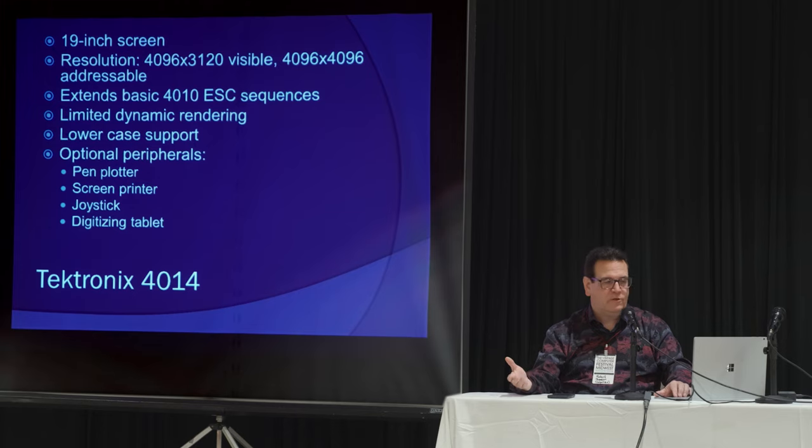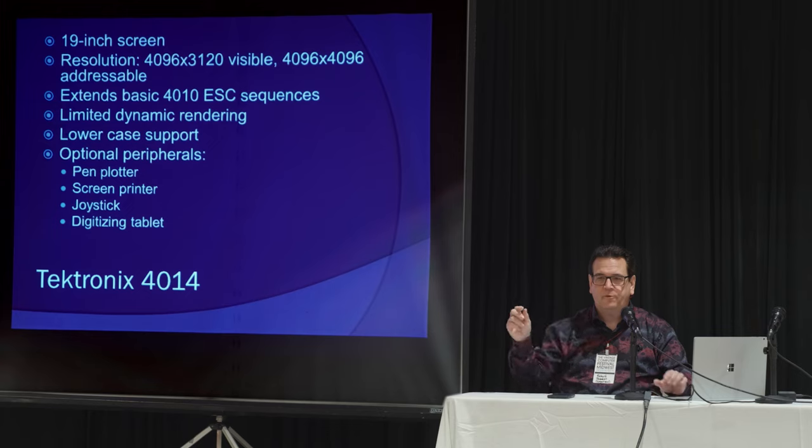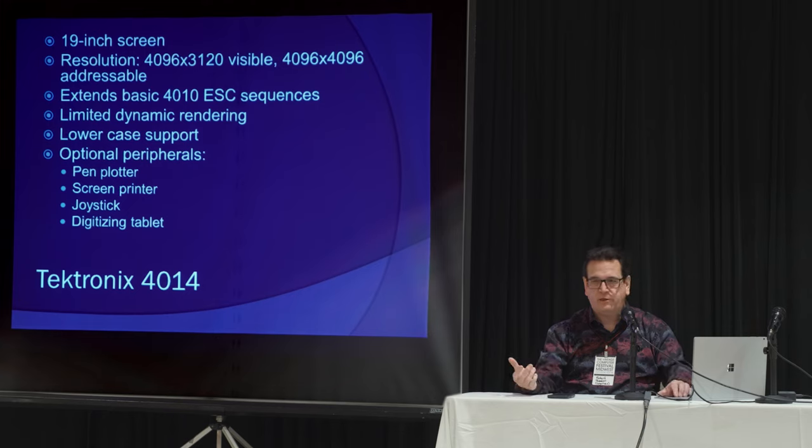So the 4014, as I mentioned, does have lowercase support. It has a limited form of dynamic rendering, and what this means is that you can repeatedly send a short vector list to the terminal. It will draw it at lower intensity, so it's still visible, but it's not strong enough to actually store into the tube. And this means you can do what's called a rubber banding operation, where you select a starting point with the crosshair cursor, and then as you move the crosshair cursor to the next position, it'll draw a light rubber band from your original point to the point that you're selecting now, so that you can get a graphical feedback of the graphical elements that you're entering into an application.